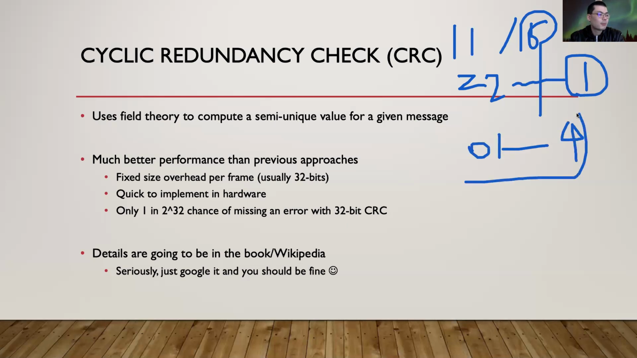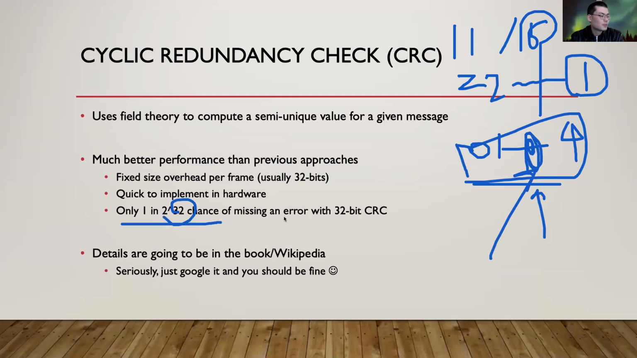So that means using the remainder, if there's something wrong, the remainder will not be exactly the number you want, right? If it's correct, when you do the division, you will have that exact number. And this remainder can be up to 32 bits, okay? So there's only 1 in 2 to the power 32 chance you will miss an error in the CRC scheme. And this is very quick to implement in hardware. Just like the checksum, you have a fixed size per frame, let's say 4 bytes, okay?